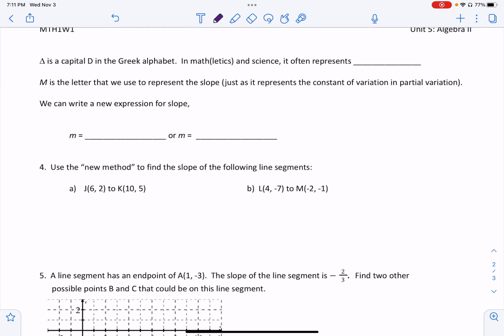So, a couple of definitions. So, this triangle shape is a delta, and it's a capital D in the Greek alphabet. And in math and science, it often represents change. So you may see this in science as well, and it's the change in a particular value.